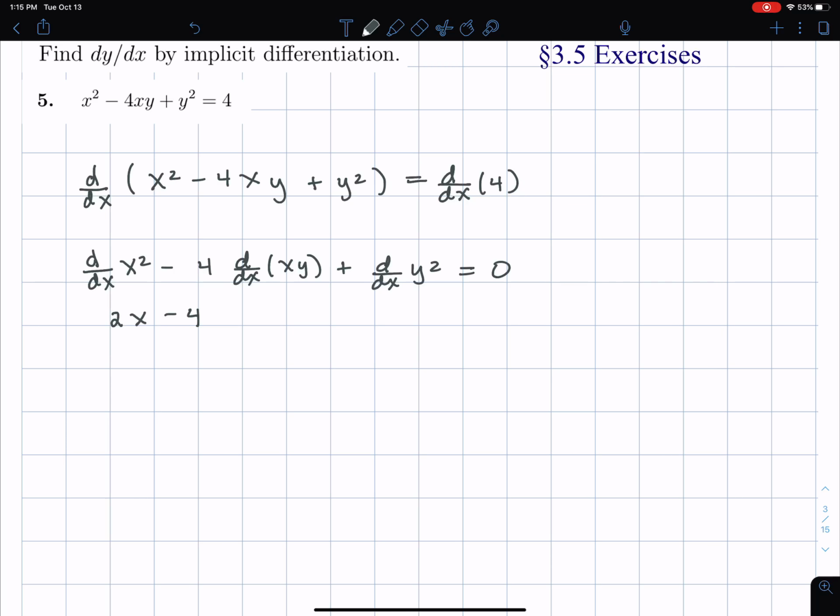And now I look at x times y. So I'm going to use the product rule for this. I have x, and I'll take that derivative. The prime means with respect to x. And then I have times y plus x, and then y prime, which means the derivative of y with respect to x. Then I come to the derivative of y squared. The derivative of y squared with respect to y is 2y. And then I'll multiply by dy dx, or you can write y prime, which means the derivative of y with respect to x.